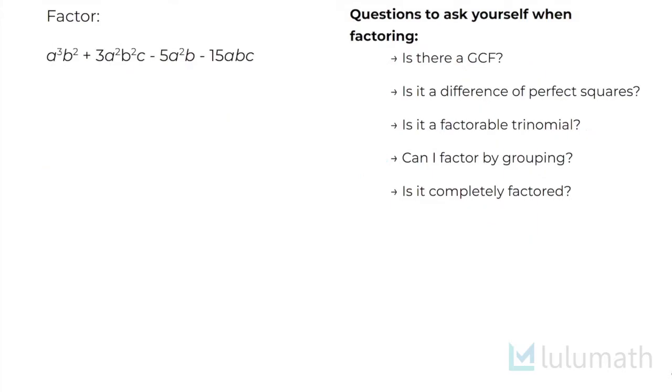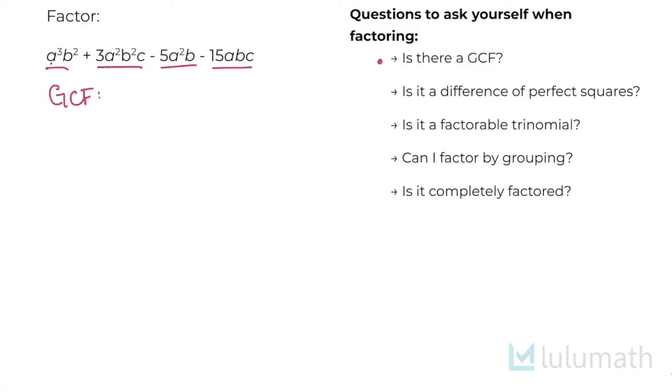All right, we're now to our last example that we have here. I'm going to go through my list of questions. First, I'm going to ask myself, is there a GCF? So looking at all of my terms, I can see that there are no coefficients in common. However, there are a's and b's in common. So there is a GCF.